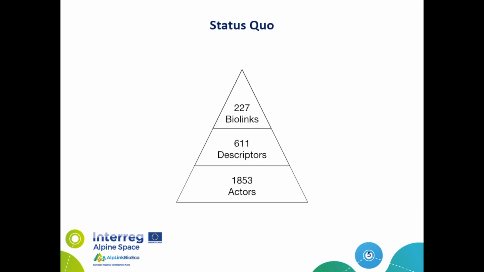At the moment, we already have quite a solid knowledge base accumulated. We have a bit less than 2,000 actors, more than 600 descriptors, and over 200 potential biolinks that were entered by the partners and also supported by the value chain generator to find more biolinks. The goal now would be to select the most promising ones in the different categories and implement some of these biolink ideas in reality.